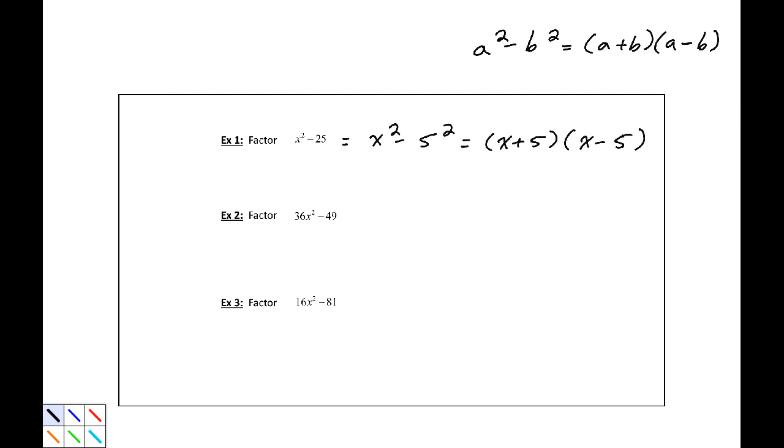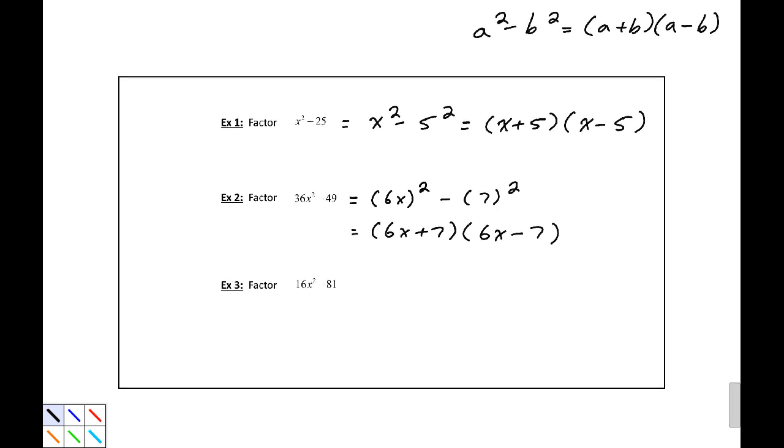Example 2, factor 36x squared minus 49. Well, I notice that this is two terms, and these are both perfect squares. So I can rewrite this as parentheses 6x, close parentheses, squared, which would be 36x squared, minus 7 squared, because 7 squared is 49. So this will factor as parentheses 6x plus 7, close parentheses, open parentheses, 6x minus 7. And the order doesn't matter.